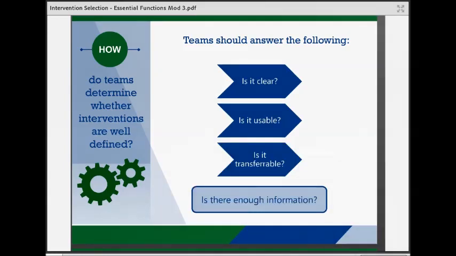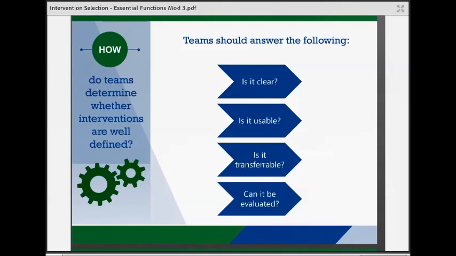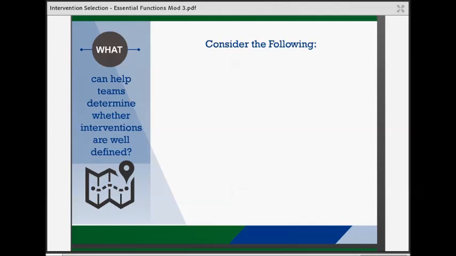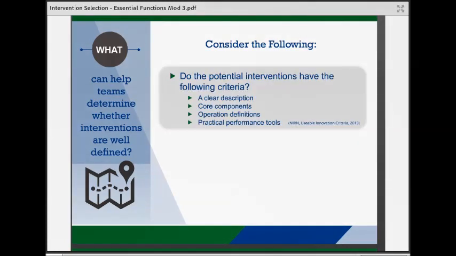If the program will be adopted from another source, is it easily transferable? Is there enough information to replicate? If the intervention is untested, can it be evaluated? In addition, teams should consider the following. Do the potential interventions have the key criteria of a clear description, core components, operational definitions, and practical performance assessment tools?